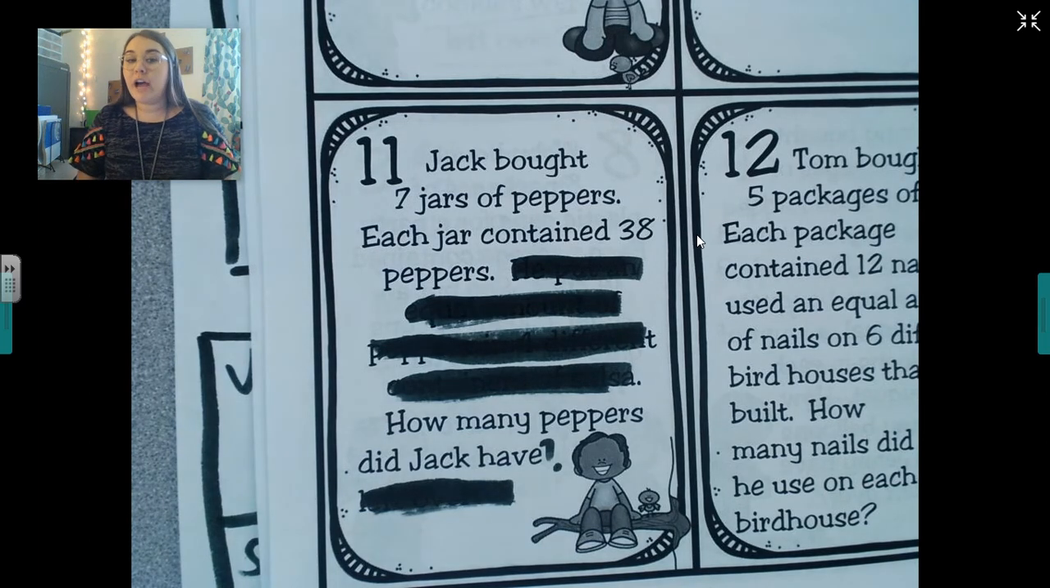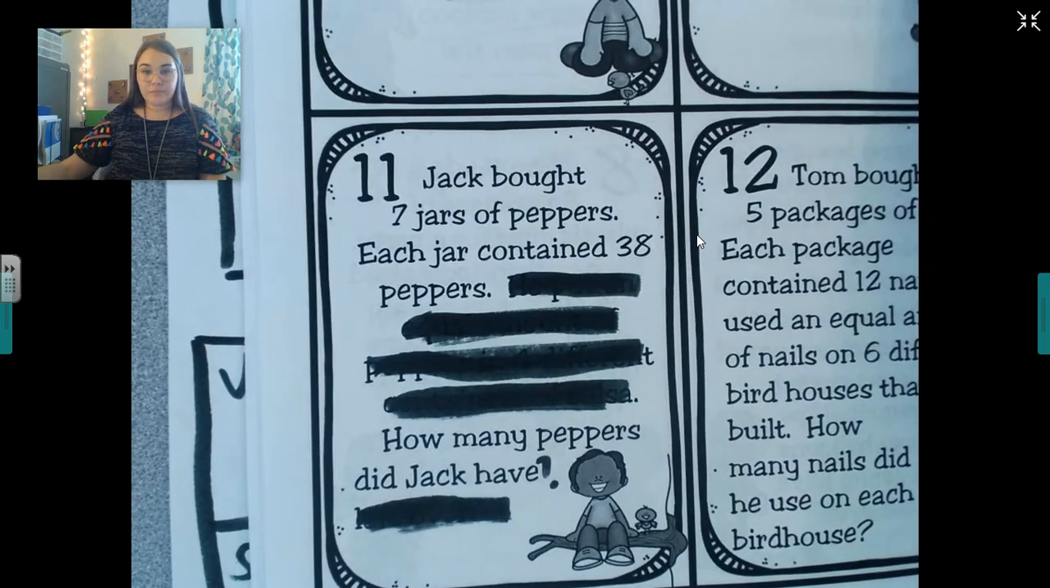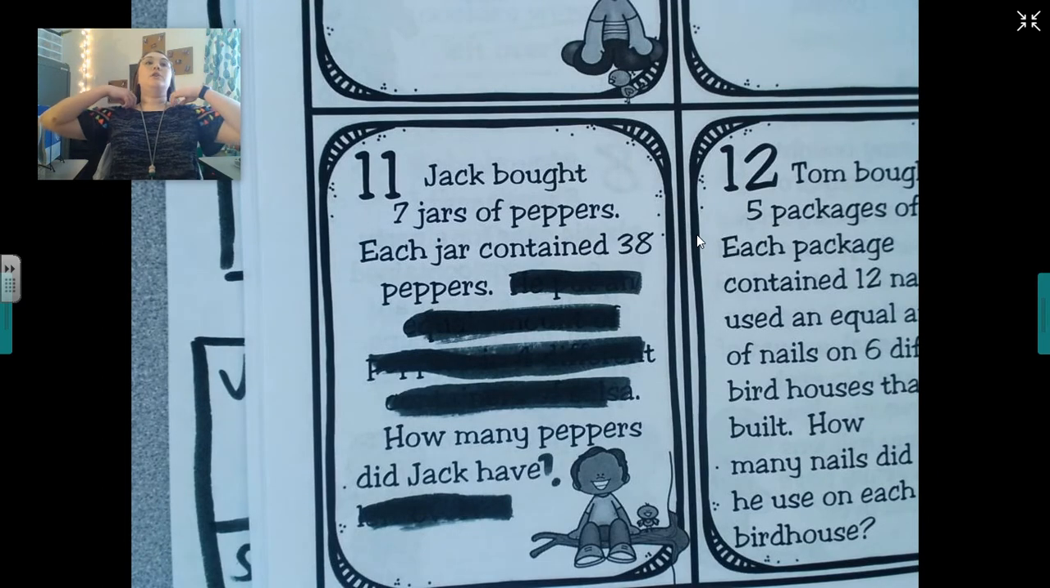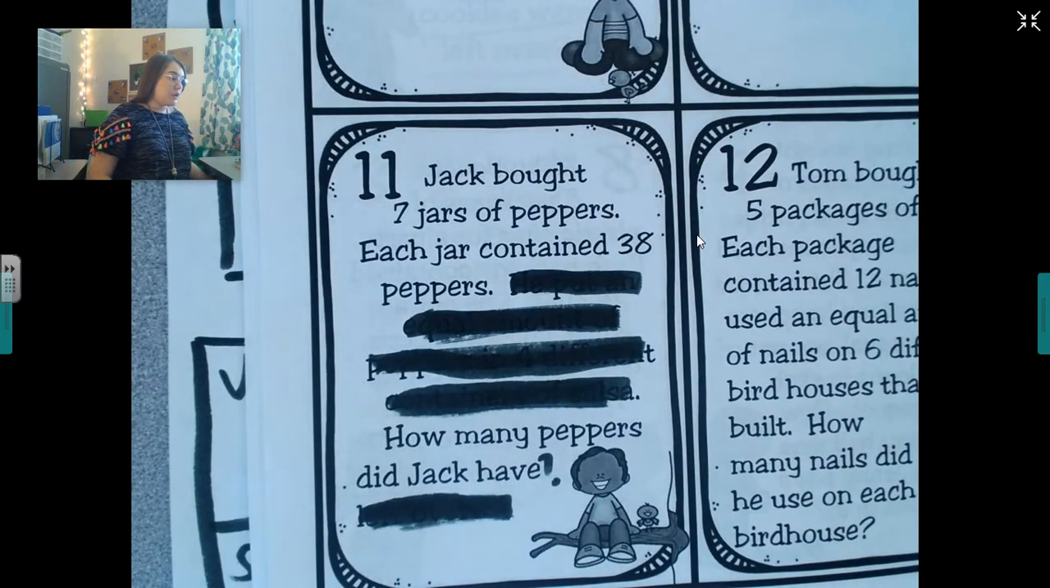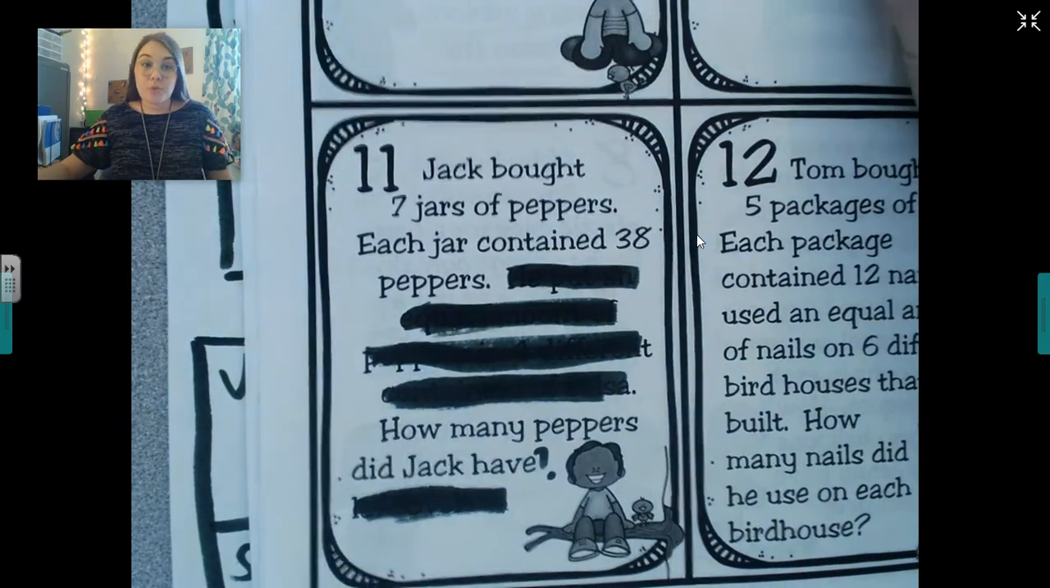One more time. Jack bought 7 jars of peppers. Each jar contained 38 peppers. How many peppers did Jack have altogether? So I want you to solve that one using the UPS check model all by yourself. When you are done, take a picture of it and turn both sides in, so I make sure that you followed along the whole entire time.